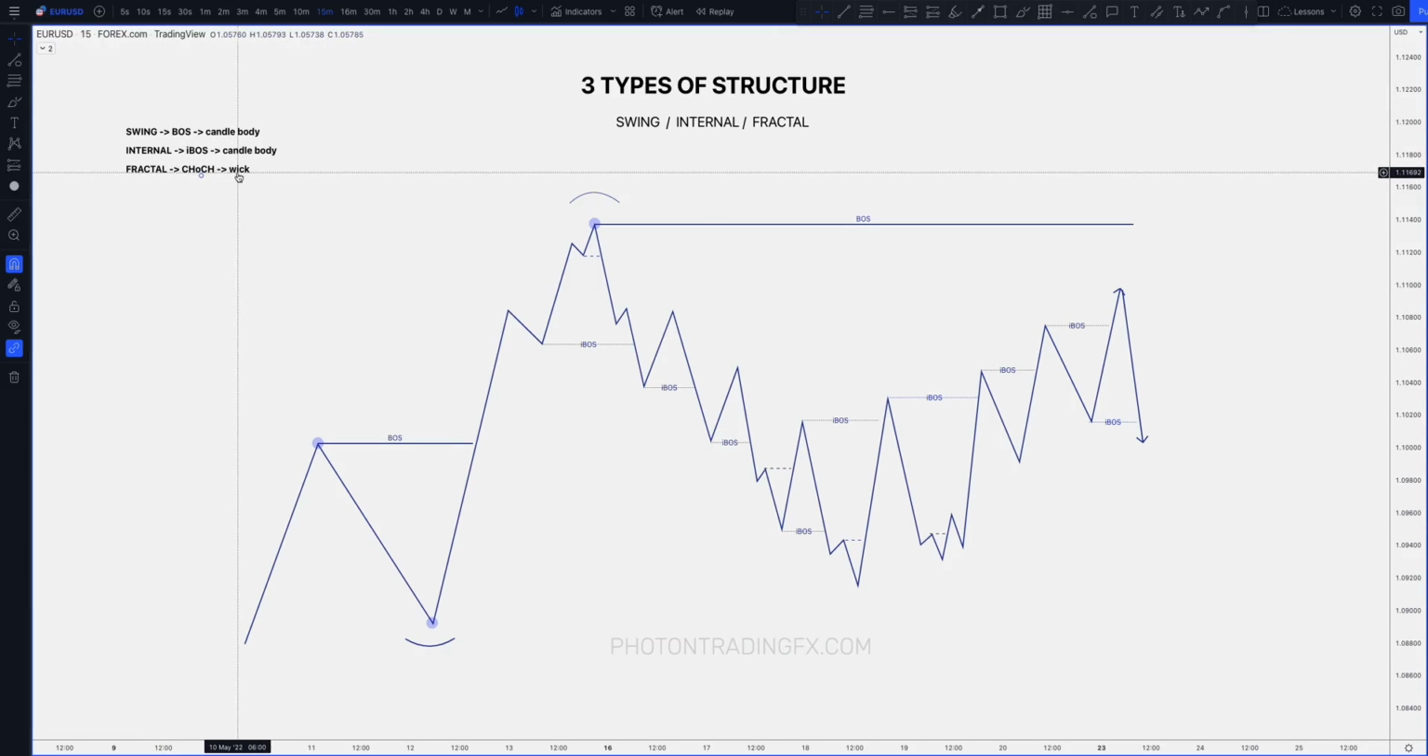For chocks, we're still going to use wick breaks, okay? But for these larger internal swings, we want to see a candle body close to confirm it. That's at least what I do at the time of recording. If you want to use wick breaks, that's fine, but I would recommend these rules for when you're beginning, okay? So that should hopefully make it nice and clear.